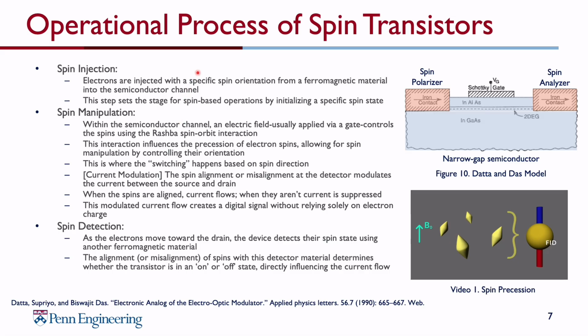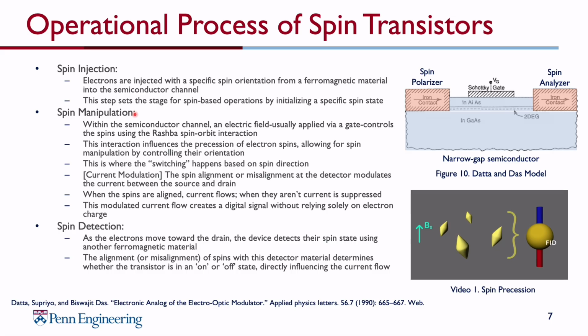A ferromagnetic contact called a spin polarizer injects electrons with a specific spin orientation into the semiconductor channel. Due to the nature of ferromagnetic materials, the contact injects electrons with spins aligned to a specific direction, creating a polarized electron current.